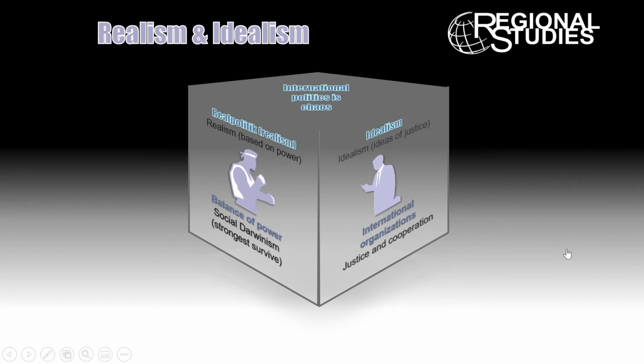with the two most important theories that exist, the two classical approaches to international relations. So we talk about idealism and we talk about realism. Both approaches agree on the same thing. International politics is a chaos.